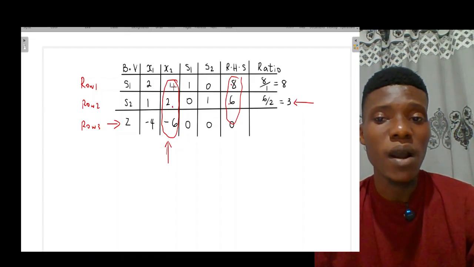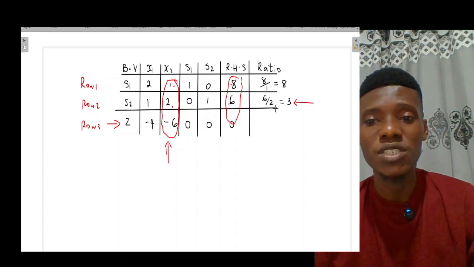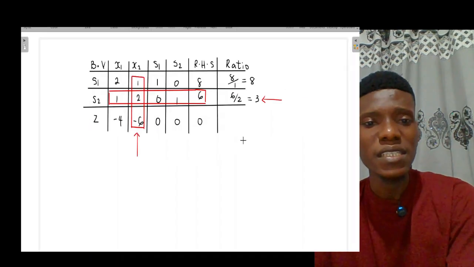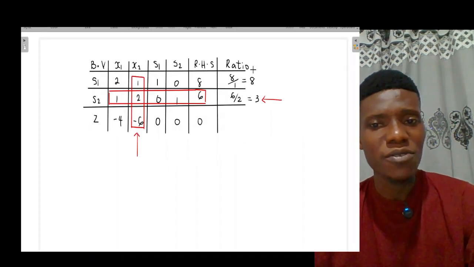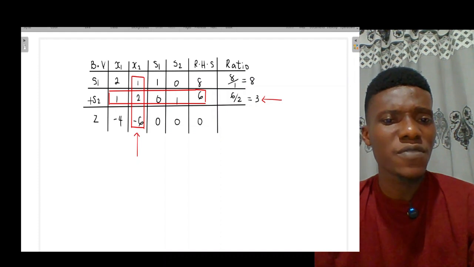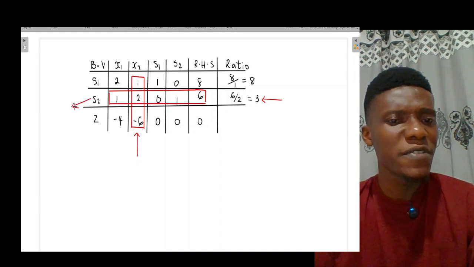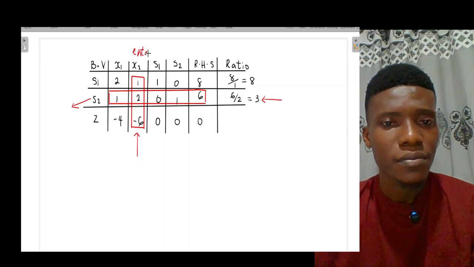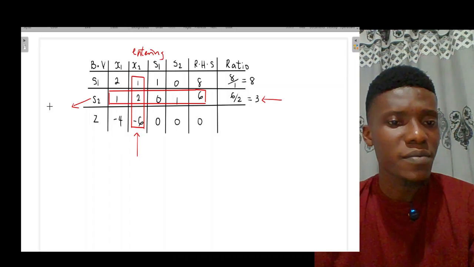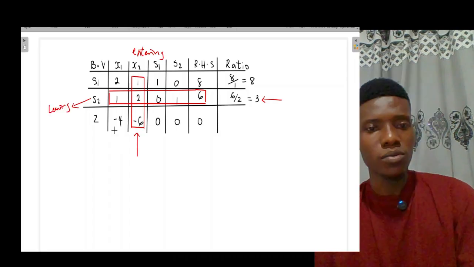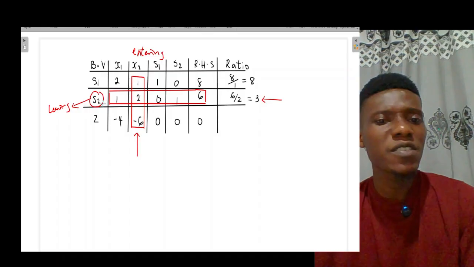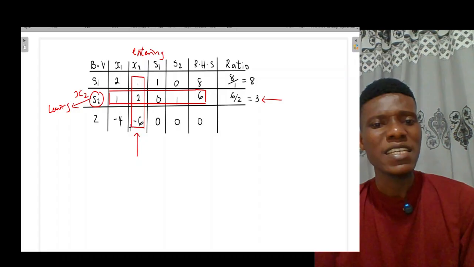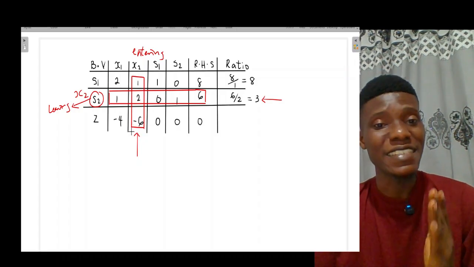The ratio is 8 divided by 1, which gives us 8, and 6 divided by 2, which gives us 3. You do not really need to do this for the z row; you can ignore it. After calculating your ratio, the smallest one identifies the leaving variable. This one becomes your entering variable, and this becomes your leaving variable. What does that imply? It implies that s2 will leave this place for x2. So s2 will be replaced by x2 in the next tableau.